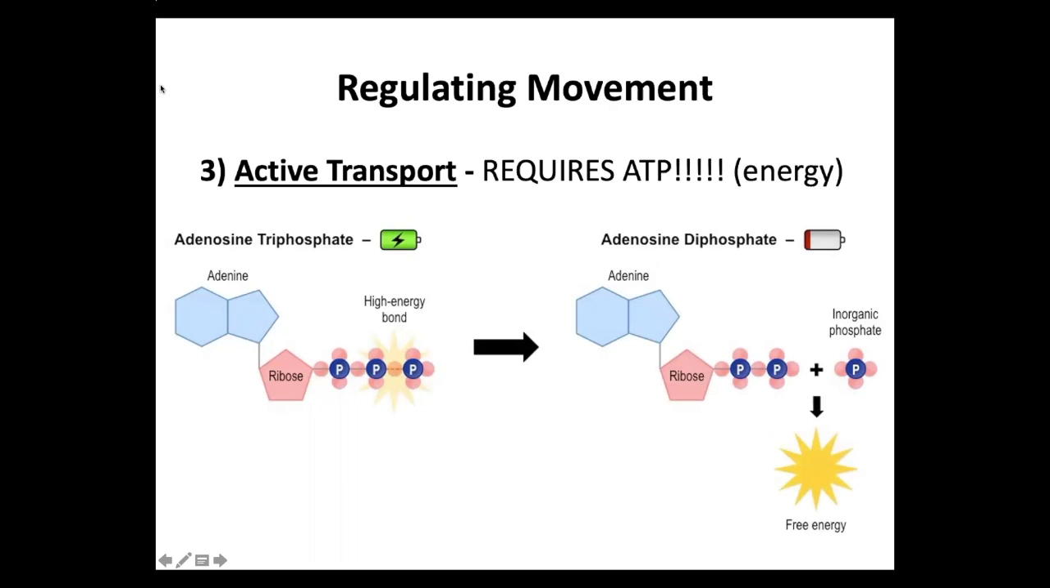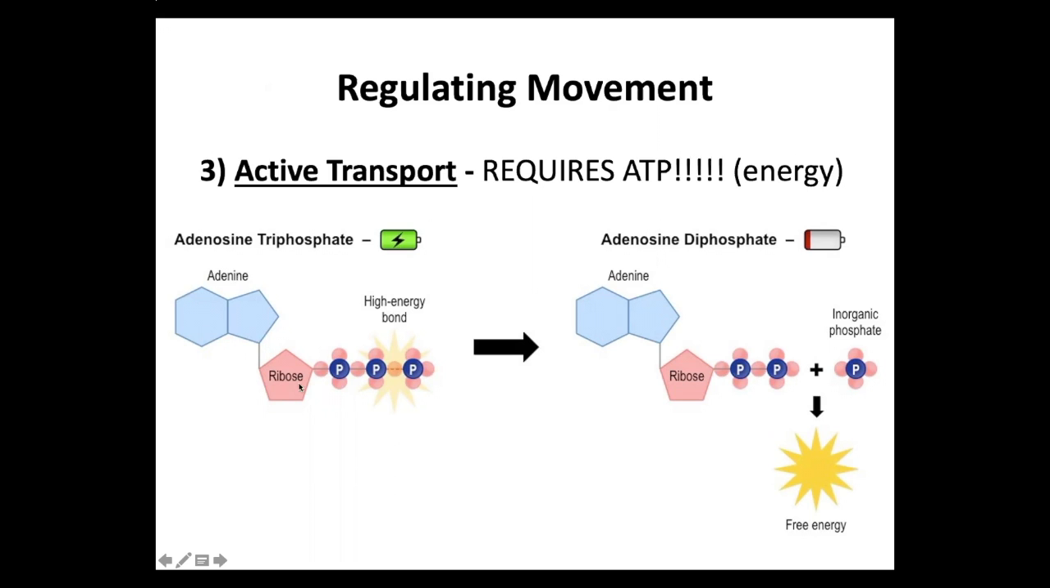Your body wants it to go the wrong way on purpose, so your body is going to put energy into it. And by energy, I mean ATP. Active transport requires ATP. Adenosine triphosphate is the word. Here's where the word comes from, guys. This is a molecule, and it consists of something called adenine. Please remember that for the DNA chapter. That comes back to haunt you.